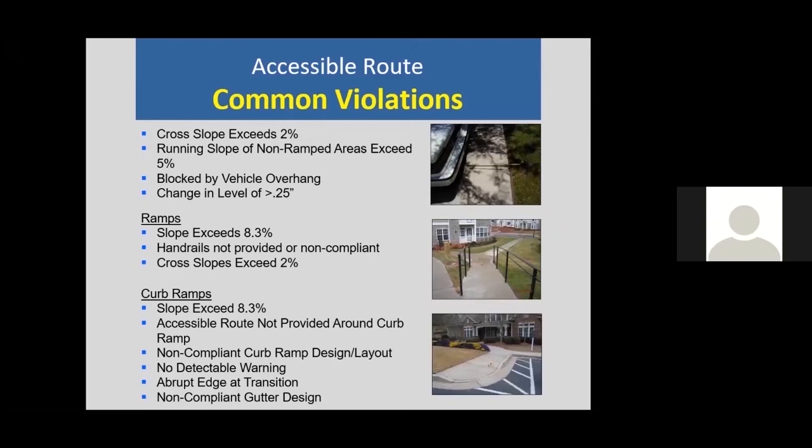And so here's a list of common violations that we will see under requirement 1, or for our accessible route. Slopes and cross slopes exceeding the maximums, vehicle overhang reducing our width, changes in level that exceed 1/4 inch, ramp slopes that exceed 8.3%. This actually is a little hard to see in the photo now, but this is pretty steep. Maybe it'd be fun in the winter. And curb ramps. Curb ramps are often a problem.